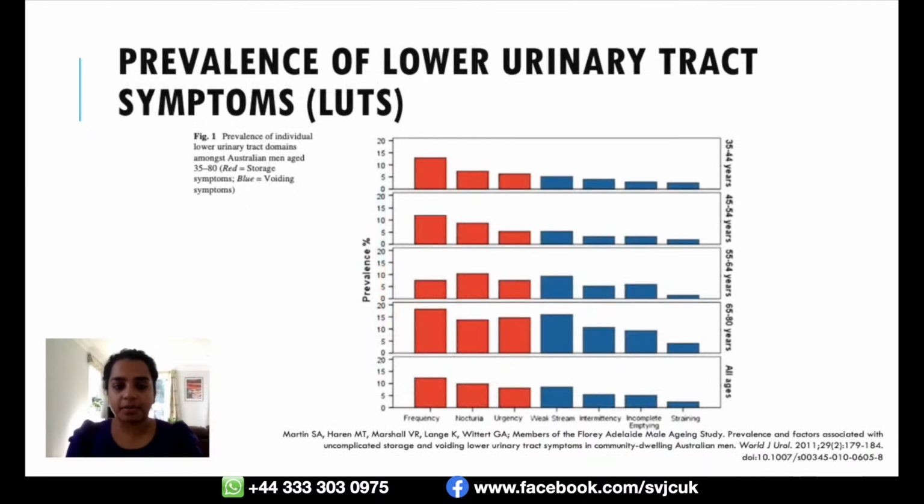On this slide, this graph shows quite clearly that there is an increase in the prevalence of lower urinary tract symptoms with age. This was a study done in Australia that divided the lower urinary tract symptoms into frequency, nocturia, urgency, weak stream, intermittency, and incomplete emptying. Just looking at frequency, for instance, there was a prevalence of about 10% of this symptom in the subsection of 35 to 44-year-olds, but once you reach the section of 60 to 80-year-olds, this prevalence increased to almost 20%.